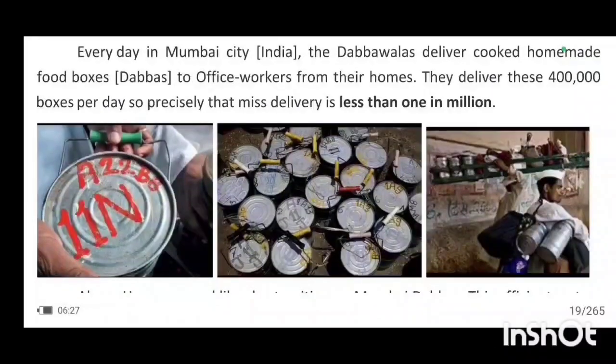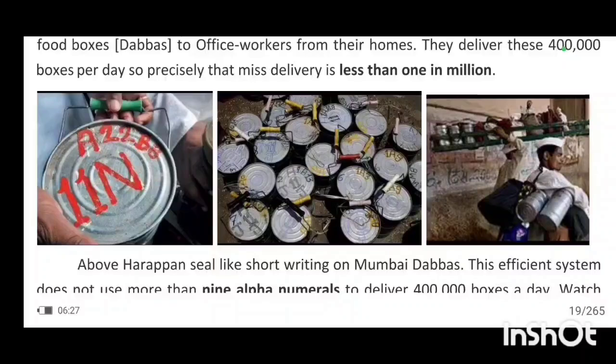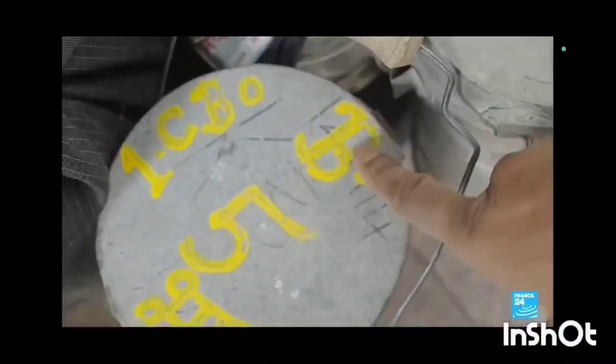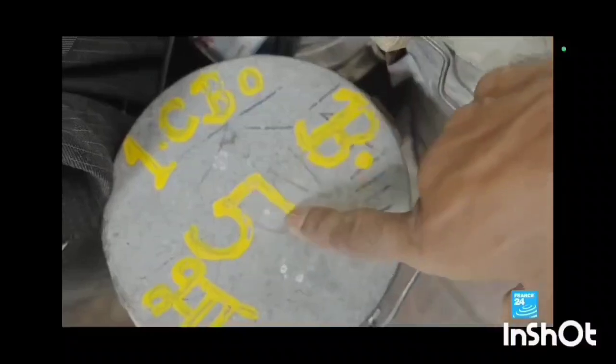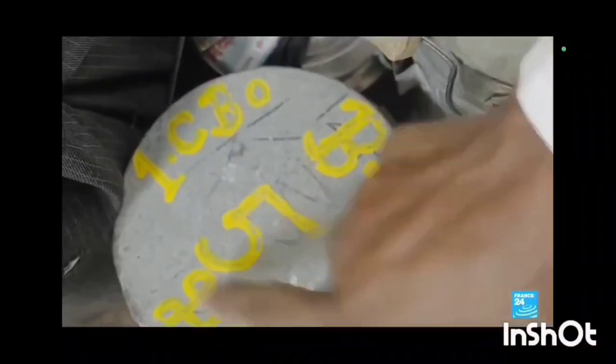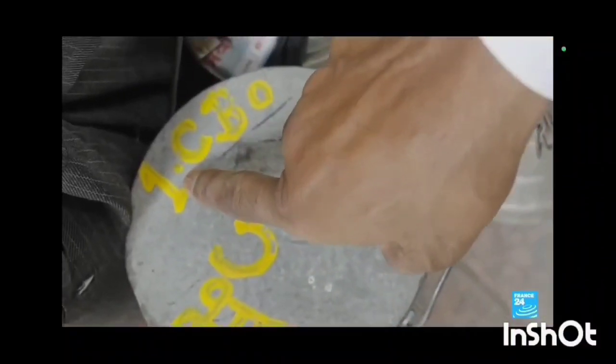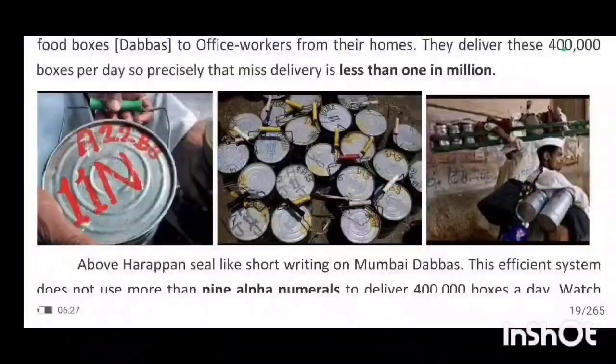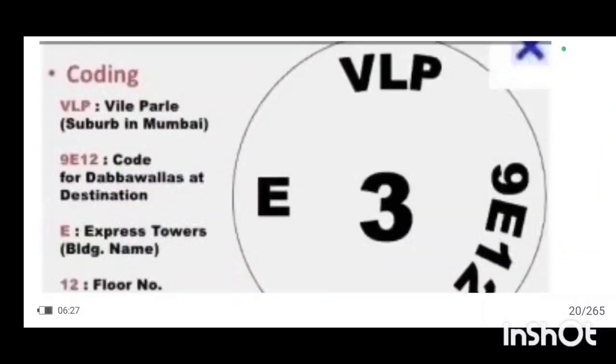We will see a local example in Bombay city, the Dabbawala. He delivers 300,000 lunch boxes every day without even a single failure, with very few signs written on the lunchbox. There would be no name or address.